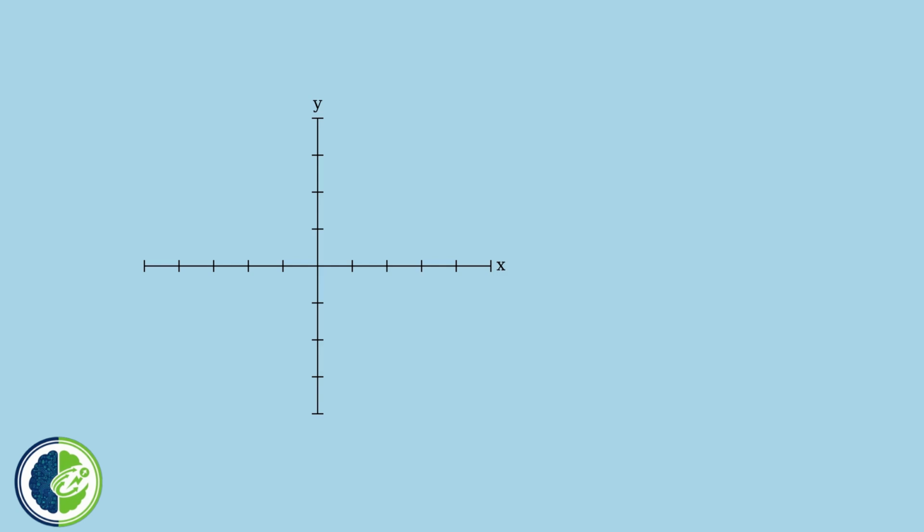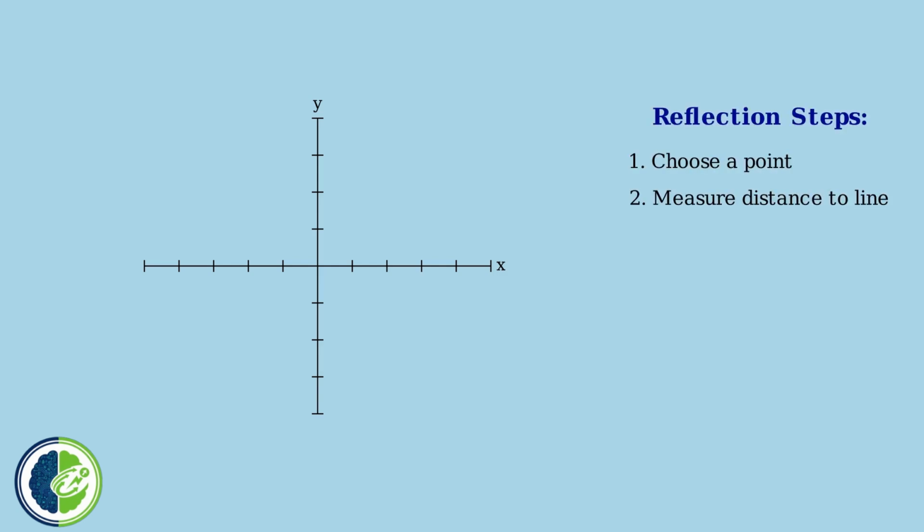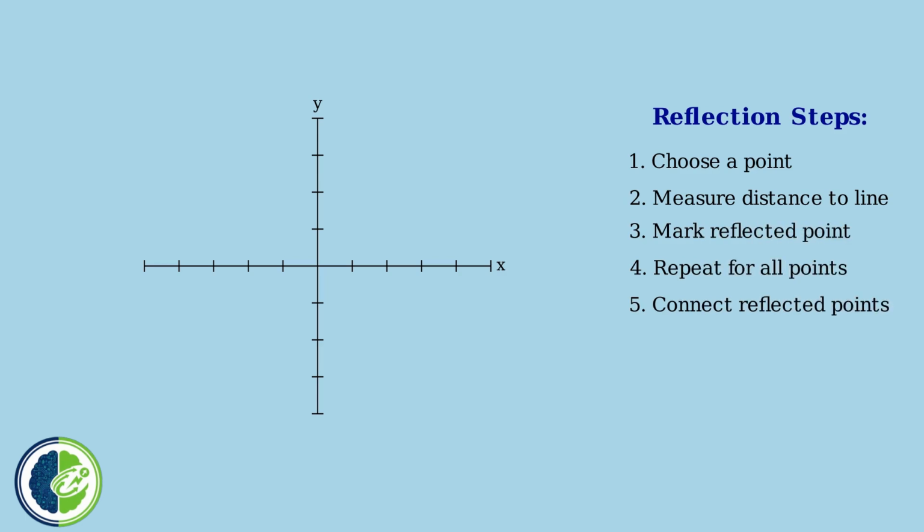The process involves measuring distances and creating mirror images across reflection lines. Here are the 5 steps to reflect any shape. First, choose a point on the original shape. Second, measure the perpendicular distance from that point to the line of reflection. Third, mark a point on the opposite side of the reflection line at the same distance. Fourth, repeat this process for all key points of the shape. Finally, connect the reflected points to create the reflected image.